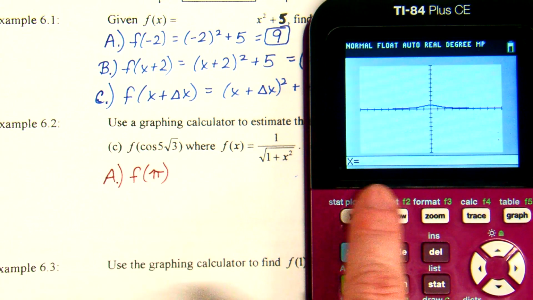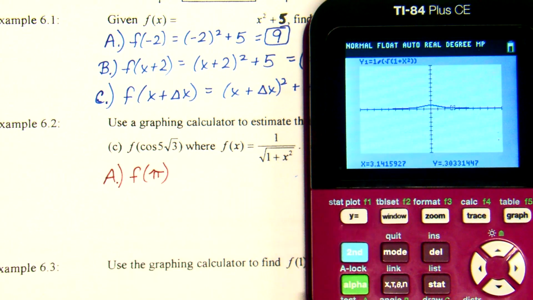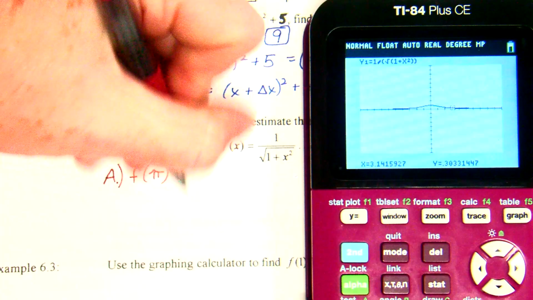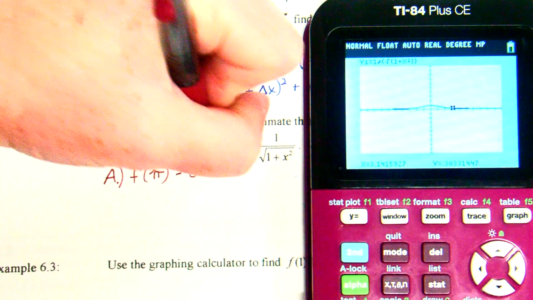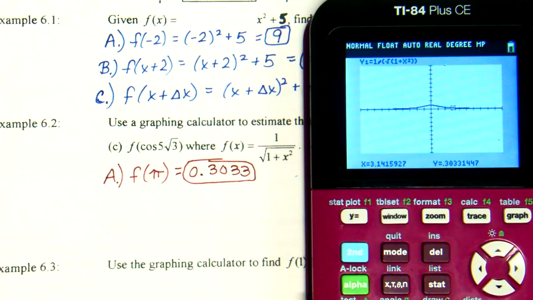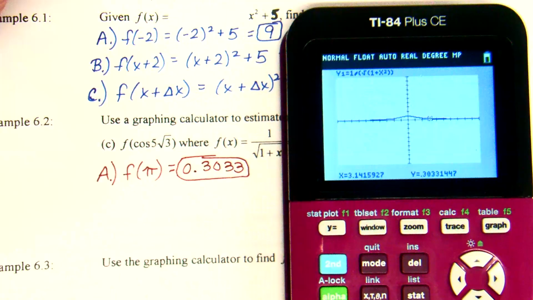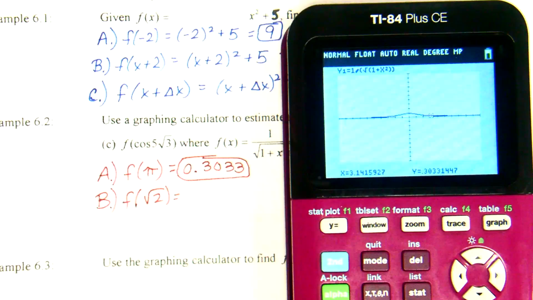If you go there, notice down at the bottom it says x equals. What is my x value right now? Pi. If I put in pi, not 3.14, but actual pi, and I hit enter, notice it takes my cursor there, and it tells me there is a y coordinate there. So when x is 3.14 and so on, y is 0.3033. That is one way to do this. The advantage is that because I have to find multiple x values, I don't have to retype it into my equation. I just redo that process.